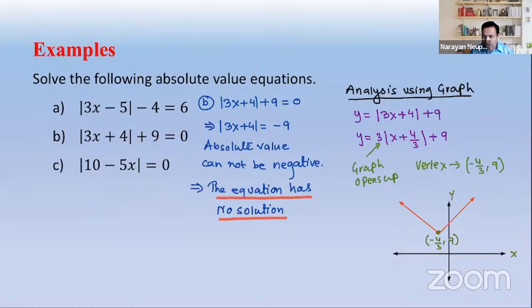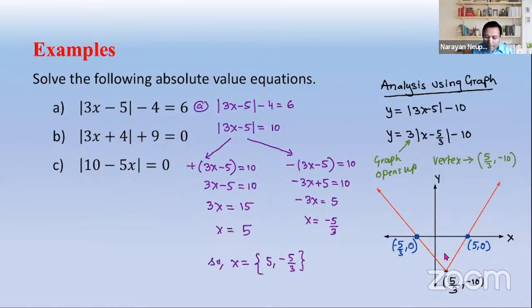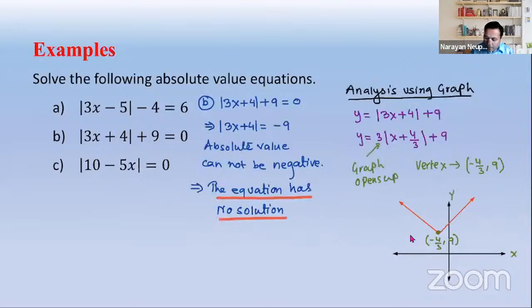You can see in the first example, try to see what we are doing here. When you look at the standard equation after we simplify, in the first example we saw that the absolute value is equal to a positive 10. When absolute value is equal to positive 10, we are getting two values. In the second equation, we have the absolute value equal to negative 9. Absolute value cannot be negative. That means the equation has no solution. The graph is up there, not crossing the x-axis. That's what we have seen in our second example.